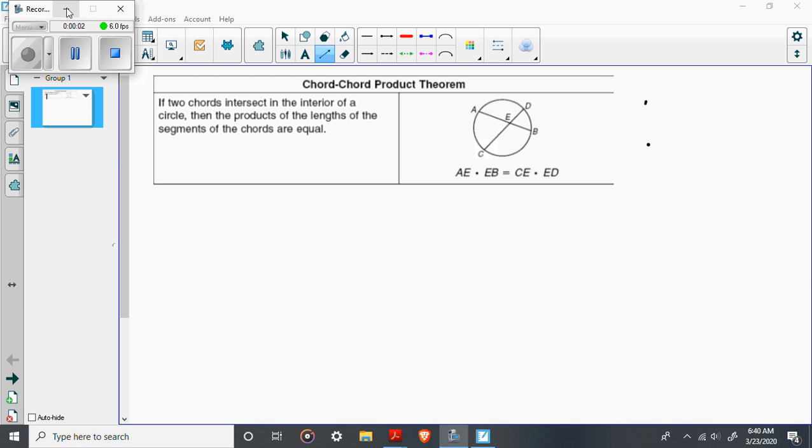Hey, good morning, guys. I'm going to make a couple videos this morning, reviewing a couple different properties that have to do with chords and secant lines inside certain tangents that meet inside and on circles. You don't really need to absolutely know why these things are true, but I would be doing my due diligence as a teacher if I didn't show you why they're true.